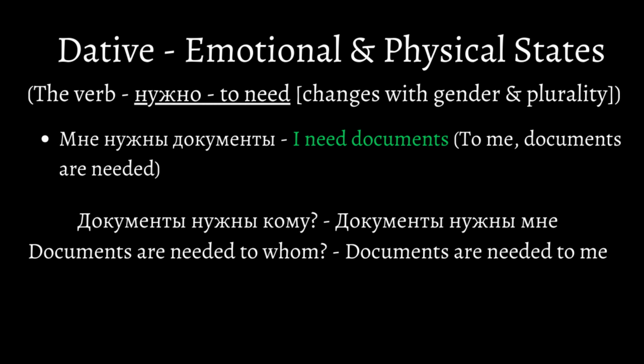Here is a plural example. Мне нужны документы. I need documents. Нужно changes to нужны to fit the plurality, regardless of the noun's gender. It doesn't really mean I need documents as much as, to me, documents are needed. Документы нужны кому? Документы нужны мне. Documents are needed to whom? Documents are needed to me. This is how states fully work with object pronouns in the dative.